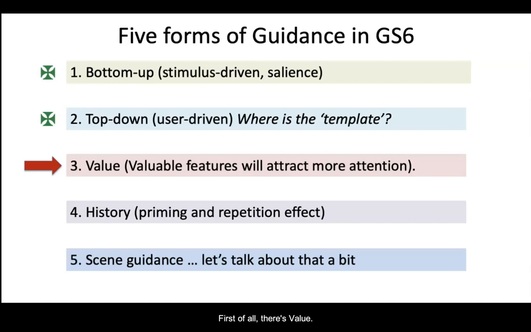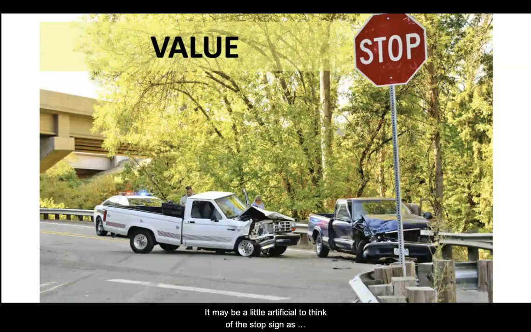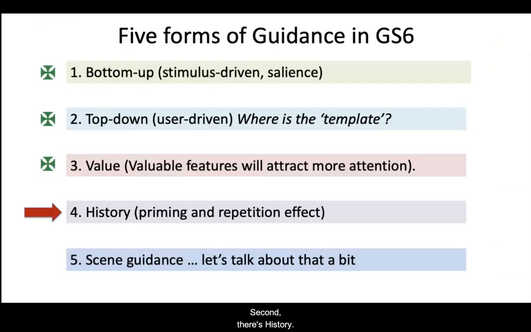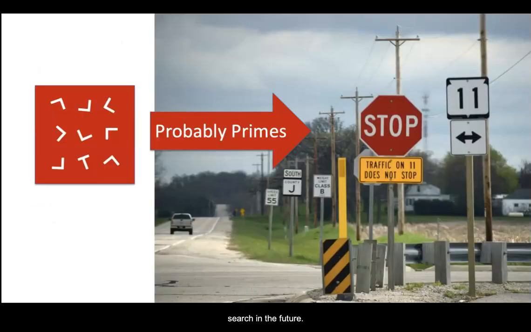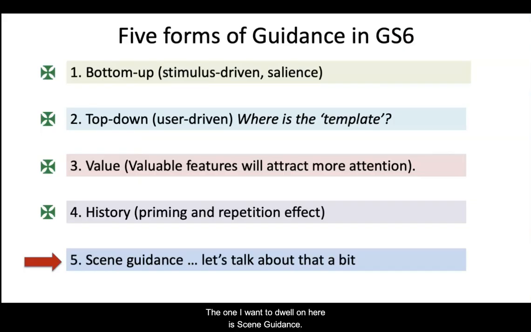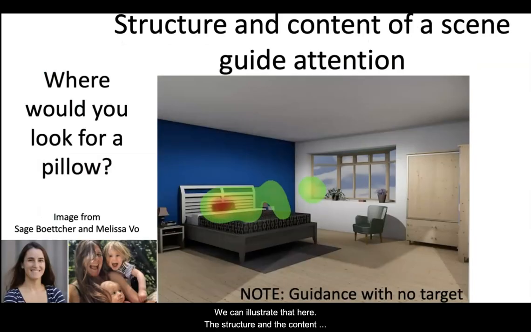First of all, there's value. Items that have some value to you will attract more attention. It may be a little artificial to think of the stop sign as having value, but you could imagine. Second, there's history. What you've searched for before will shape how you search in the future. And I can imagine that searching for the white T on a red background probably primed search for that T on the stop sign. The one I want to dwell on is scene guidance. We can illustrate that here.